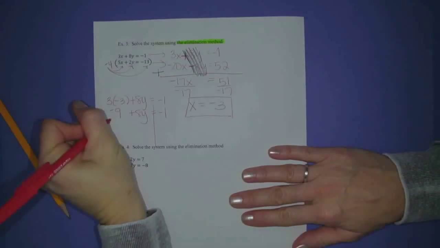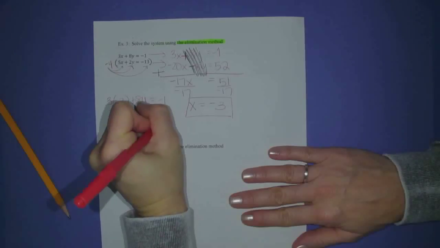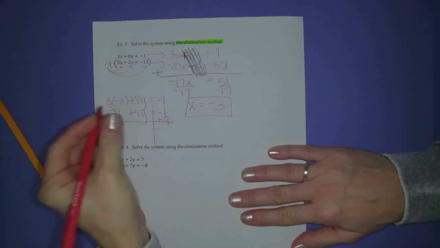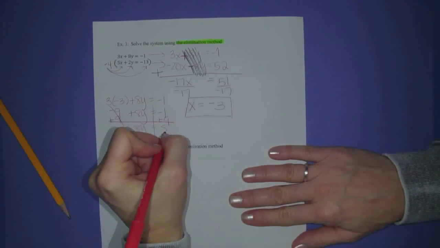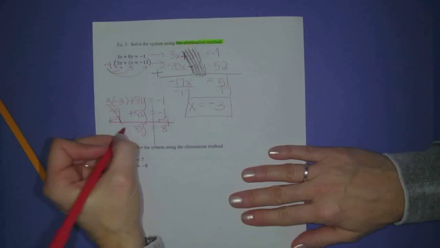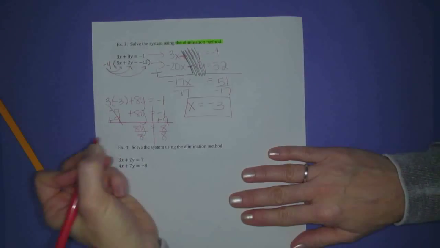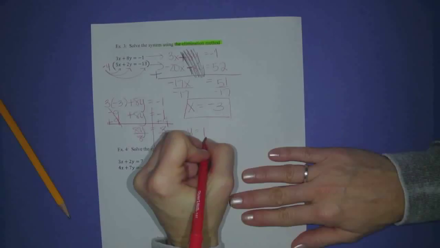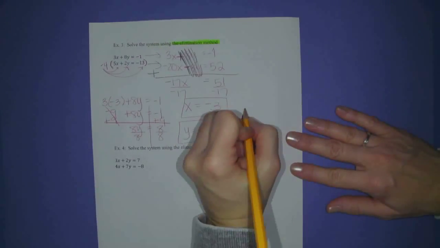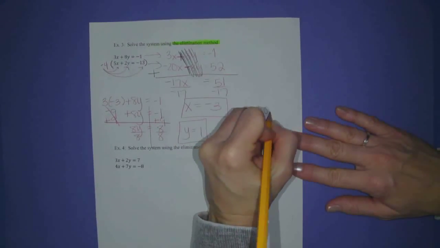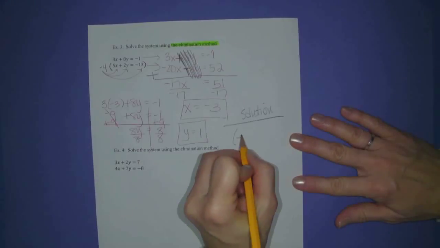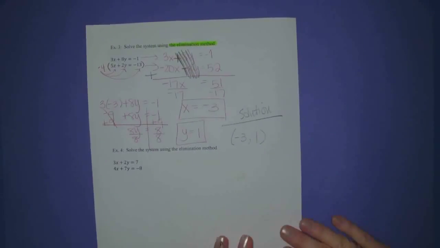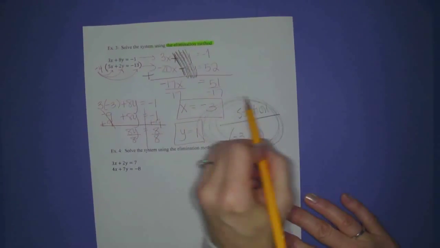So we will add a 9 to both sides. So we have 8y equals 8. Divide by 8. And so y equals 1. Final answer, final solution, -3, 1. Pretty easy.